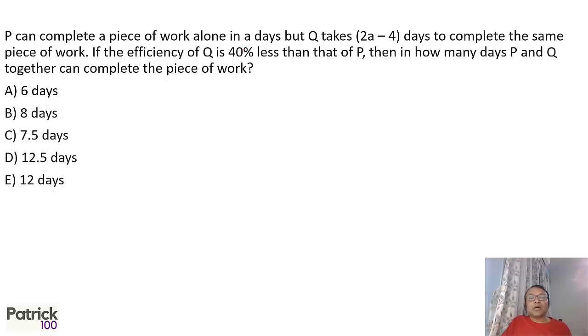P can complete the work alone in A days and Q in 2A minus 4 days. So we look at the ratio of the efficiency of P and Q. Q is 40% less than P, so P's efficiency is 10 and Q's efficiency is 6. Days taken is inversely proportional to efficiency, because the more the efficiency, the fewer the days. So days will be 6 is to 10, or 3 is to 5.